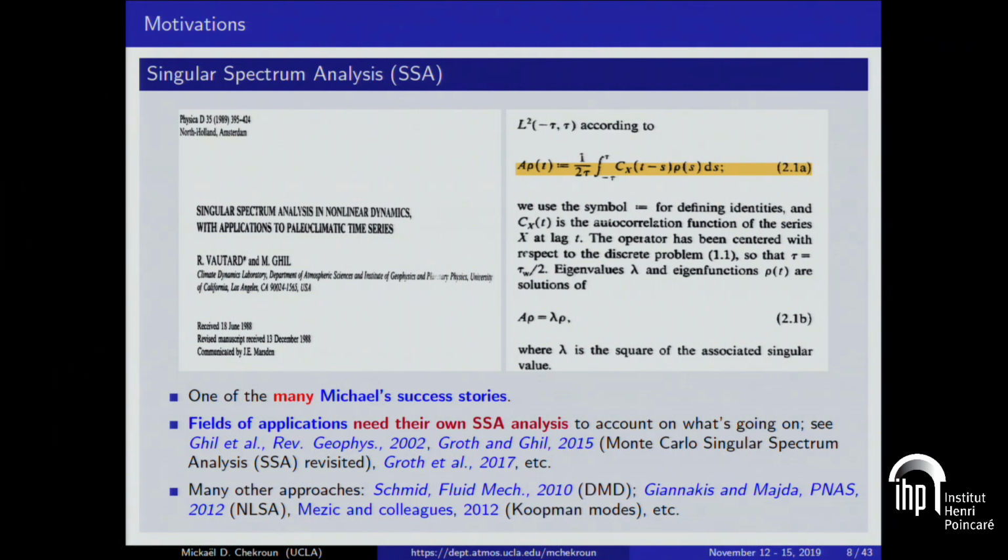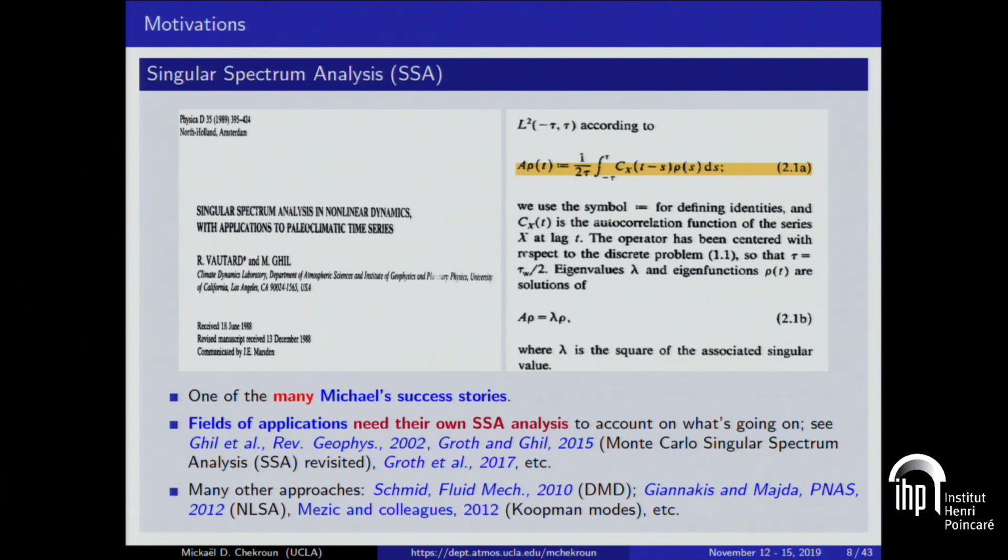So, in '89, Robert Vautard and Michael Ghil came up with this singular spectrum analysis of nonlinear dynamics. I will explain this guy to the right. So let's talk about a bit of history.